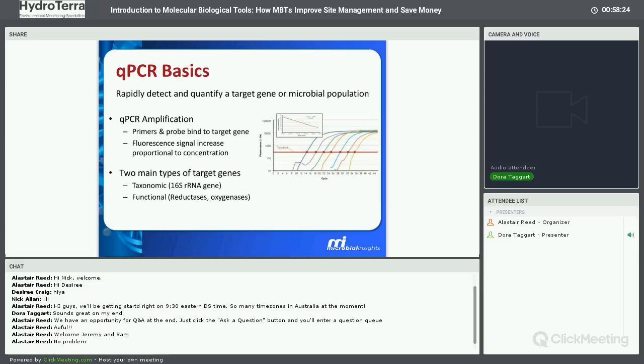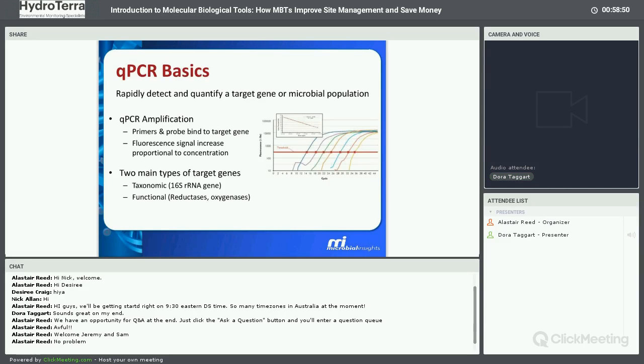Another thing we might want to do is look at a functional gene, because there are times that we don't care who the microorganism is. For instance, anaerobic benzene degradation. I don't really care the name of the person doing it. There can be a lot of different microorganisms that have this capability. I just want to know, can they degrade that benzene? Do they have that gene? So in those cases, we'll look at a functional gene, either a reductase or an oxygenase gene that's involved in that degradation pathway.